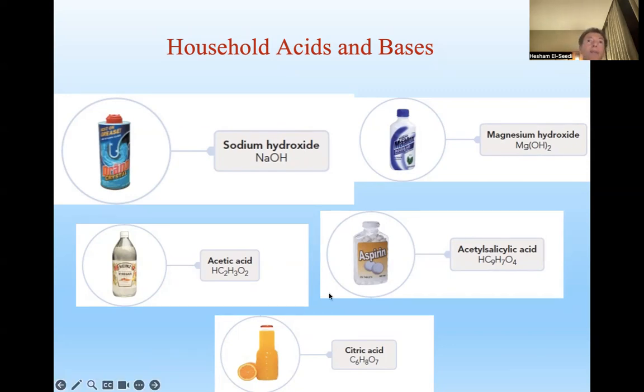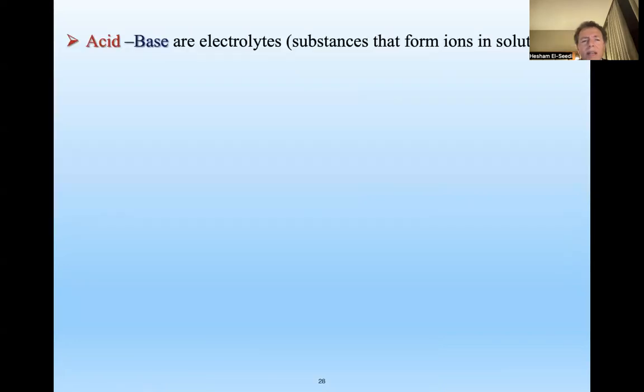That's why if you eat a lot of oranges, you will get some kind of stomach trouble. Why? Because it contains acid, right? Or if you drink a lot of lemon or you eat 2 or 3 lemons, then you will feel it, right? Then, acid and base, it is an electrolyte, a substance that gives ions in solution.